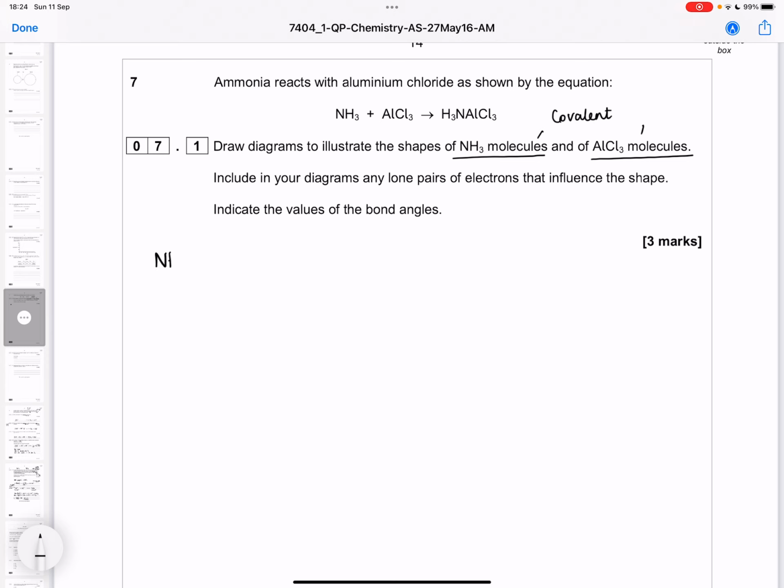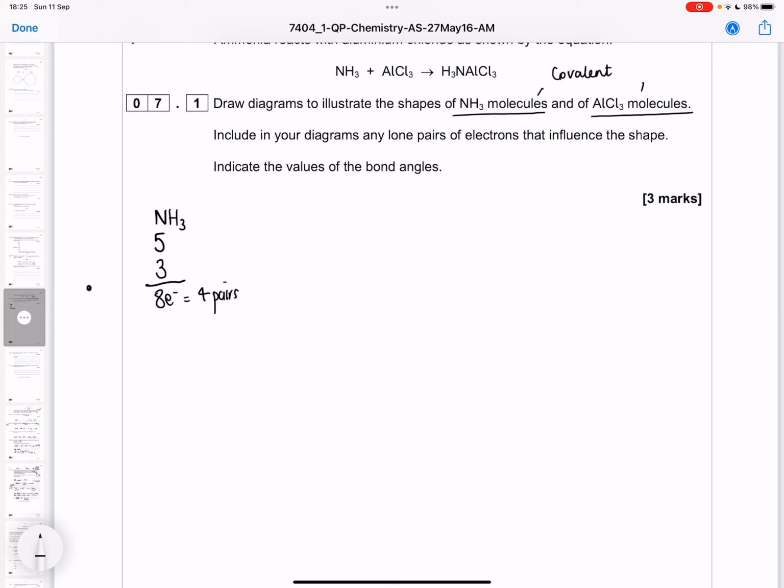So ammonia. So nitrogen is in group 5 of the periodic table, and we're attaching 3 hydrogens, each bringing 1 electron into a covalent bond. We have no charge, so we've got 8 electrons overall, or that's equivalent to 4 pairs. Now, if we were drawing 4 pairs ordinarily, we'd probably look at going 1, 2, tetrahedral, 3, 4. But here we've only got 3 hydrogens to attach. So of these 4 pairs, we've got 3 bond pairs and 1 lone pair.